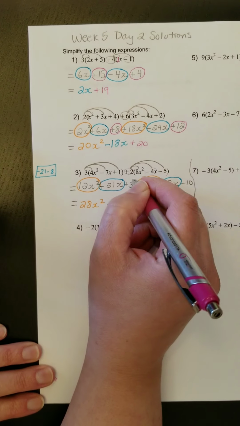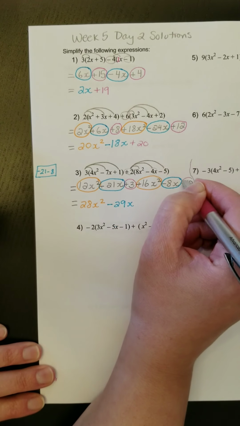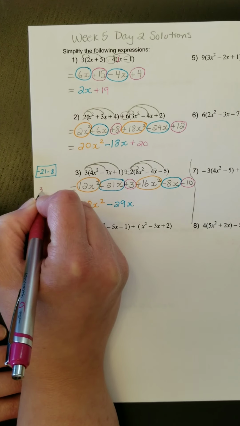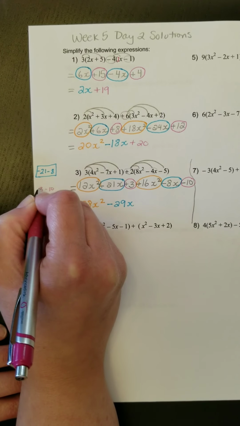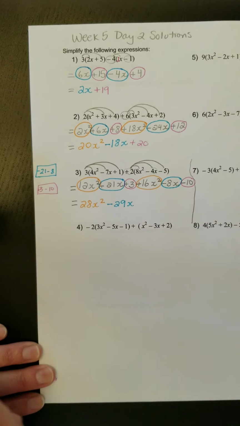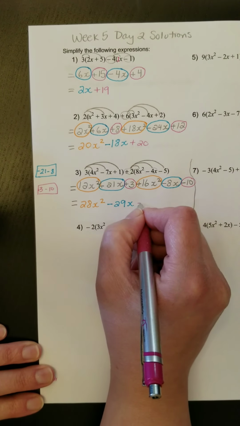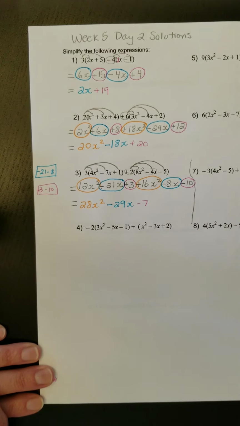And then I have positive 3 minus 10. So you would take positive 3 minus 10. That's what you would do on your calculator or in your head or with a number line and get negative 7 for the number part.